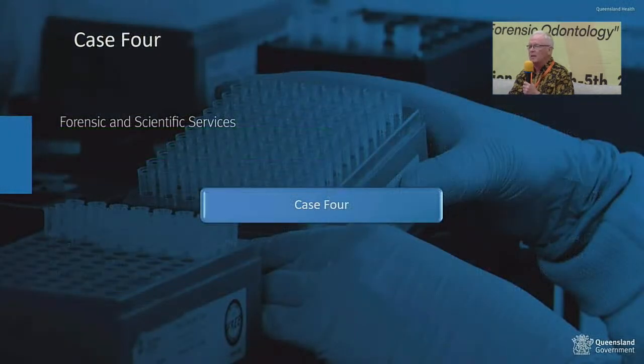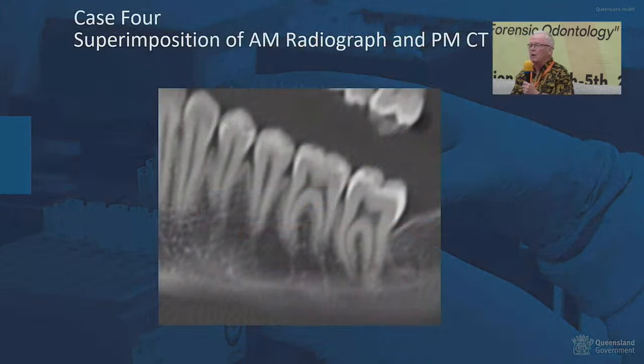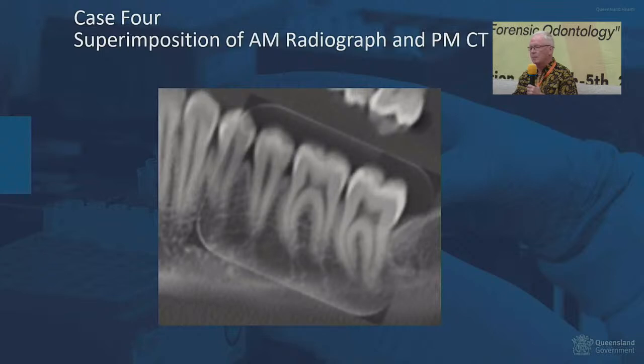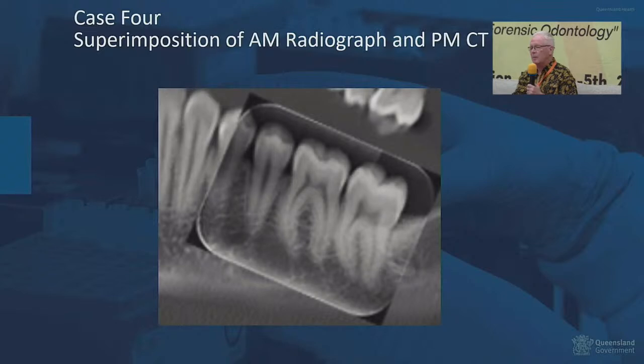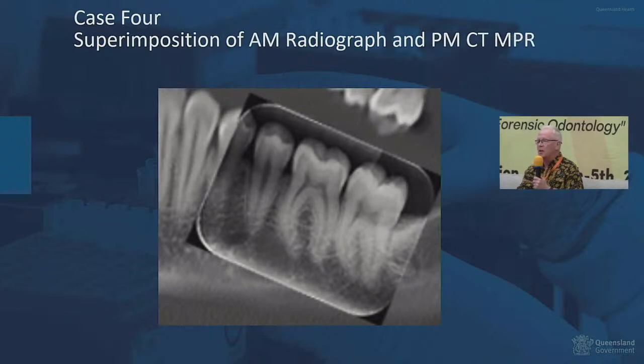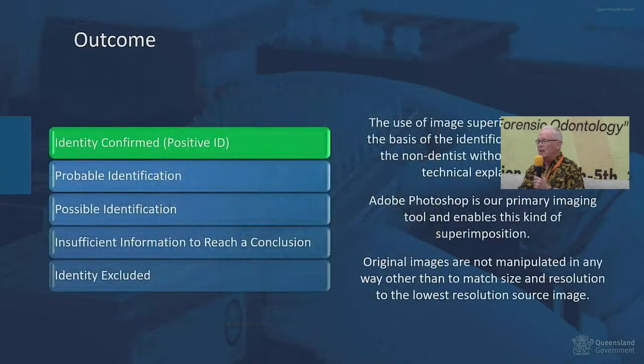Now, the last case is one where we've got an MPR. The only X-ray that we've got is a PA X-ray. But now we're able to superimpose that PA X-ray over the CT reconstruction. And now you'll note that we get an almost perfect correspondence. So once again, we move to identification without ever having seen the body.